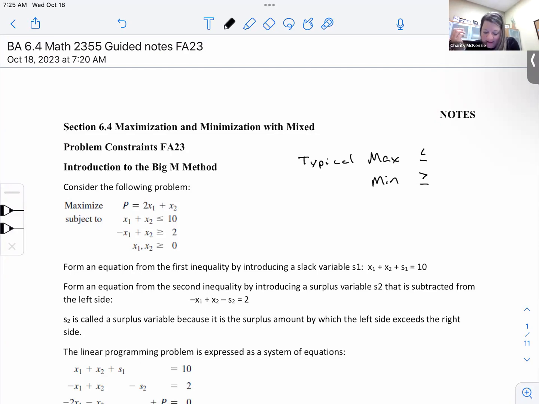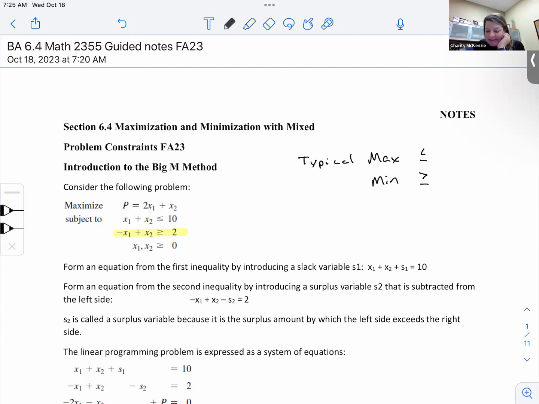Okay, so first of all, remember your typical max will have a less than symbol on all of the constraints, but a typical min will have a greater than symbol on all of those constraints. And so if we look at this problem right here, this is a typical max. You see P is equal, but then you see a less than, no problem. But look at this one. It has a greater than in a max problem.